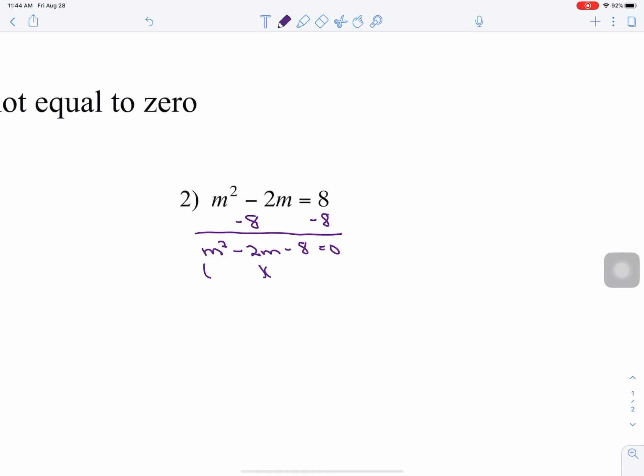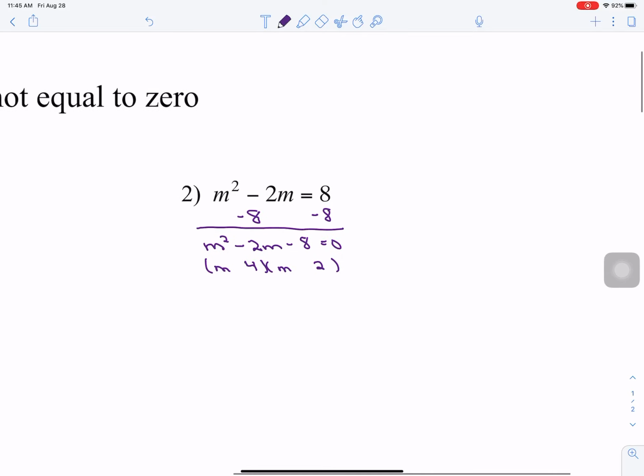We're going to start by factoring that m squared and making that into m times m. And we need to think of the factors of 8 that would possibly be equal to 2. So we're going to use the factors 4 and 2. And because it is a negative 2, there would be a negative 4 and a positive 2. And we're going to set that equal to 0.